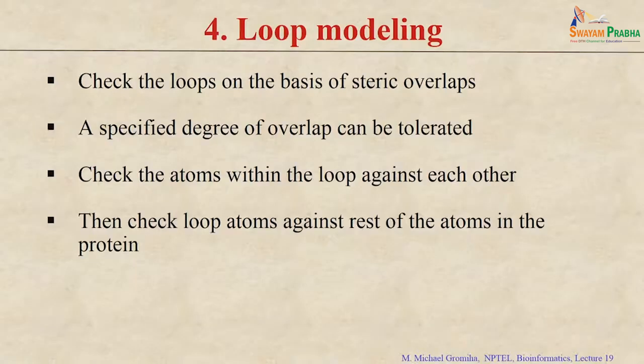Something like minus 50, in that range. You can see the conformation is restricted, even the strands are restricted, but the loops can take any conformation. So in this case they are highly flexible and take different conformations. So you can see a specific degree of overlap between these different loop regions. Then you have to check the atoms within the loops and see how these atoms fit in the protein. Okay, I'll show an example.